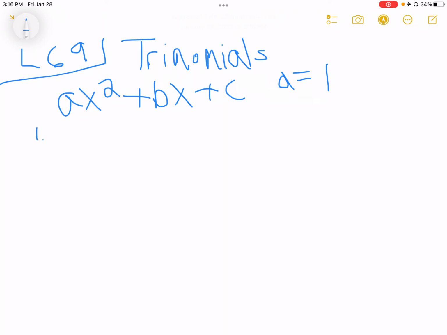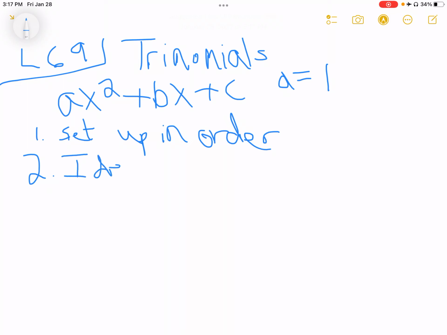Okay, and our steps for this would be to set up an order. The order that you see above here is technically in order, right? It has x squared first, x next, and then a constant c. And then next, we're just going to identify what our constants are here for A, B, and C. Okay, and then next is going to be to make a t-chart.